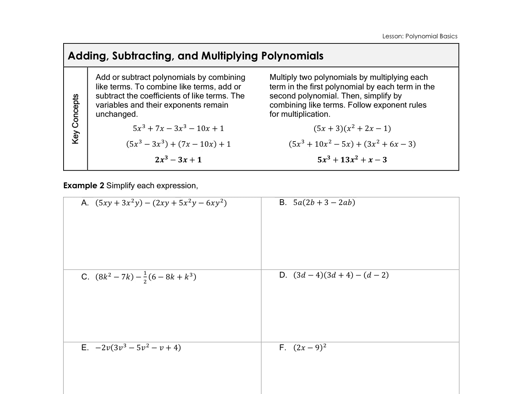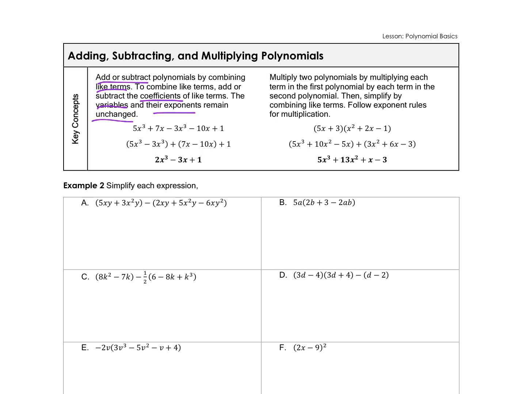So here we're going to be adding, subtracting, and multiplying polynomials together. So really you've done this in Algebra 1, but we're going to review it. So we're going to add or subtract polynomials by combining your like terms. To combine your like terms, you're adding or subtracting only the coefficients, which are the numbers in front of the variable. The variables and their exponents do not change.